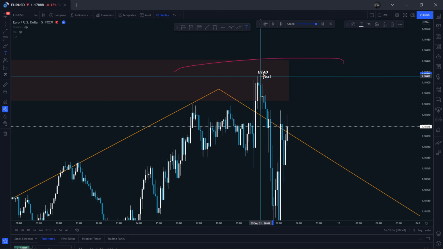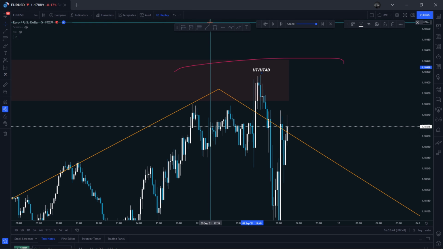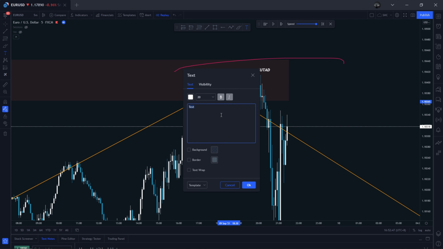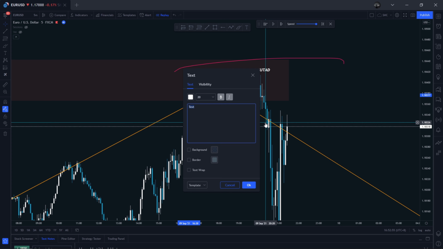Or basically, oh my gosh, my thing is broken. UT/UTAD. Technically, this is a schematic too. It doesn't have a UT. This could be an ST, creation of liquidity. And, oh my word, this could be a buying climax.